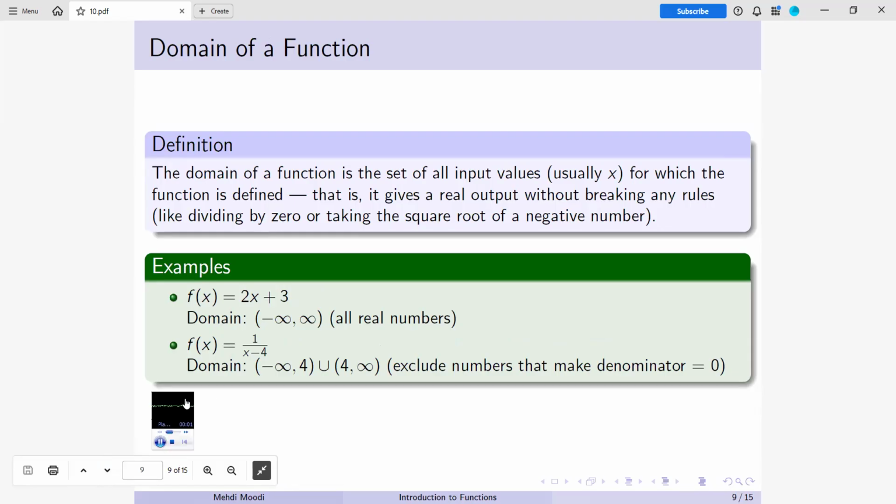Finding the domain is like checking the list of ingredients on snack bars before handing them to your kid. You look for anything dangerous: peanuts, gluten, division by 0, square roots of negatives, and if it's not safe, it's off the menu. Just because it's wrapped in math doesn't mean it's edible.